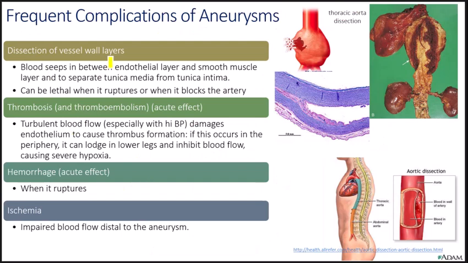In terms of complications that can occur, some of this is pretty obvious. You can get blood that is seeping in between layers, or it can rupture entirely, or it can get so big that it blocks the normal movement of blood. You can get clot formation. I mentioned this earlier, that when blood is moving turbulently through a vessel very violently, it can continue to damage the endothelium, causing clot formation in that area. And then everything that we know with clot formation can occur from there. Hemorrhaging, if it ruptures, it's a very, very serious event. And then ischemia, if you have an aneurysm present, it can affect blood flow distal, so distal from that aneurysm.